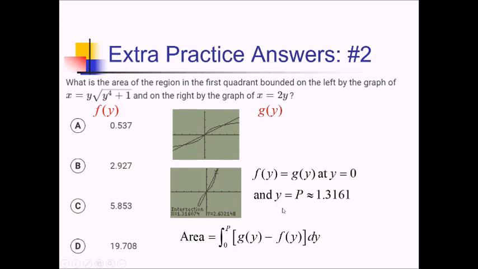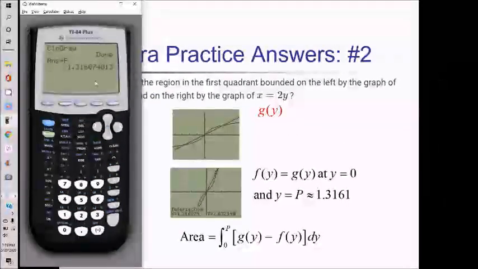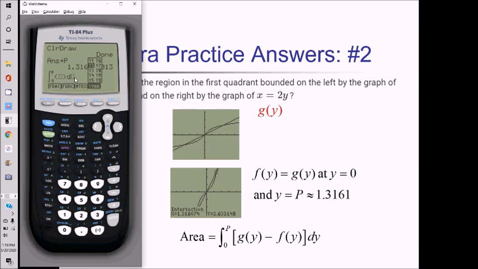Now to actually do this on the calculator, I'm going to do math 9 for my integral. I'm going from 0 to alpha p. But in here, to do g of y minus f of y, I'm actually going to do g of x minus f of x. So I'm going to do alpha trace y2, because that's where I stored the g function, minus alpha trace y1. And you might be wondering, how can I get away with this? Because these functions were both in terms of x. I'm going to get away with it by putting a dx right here.